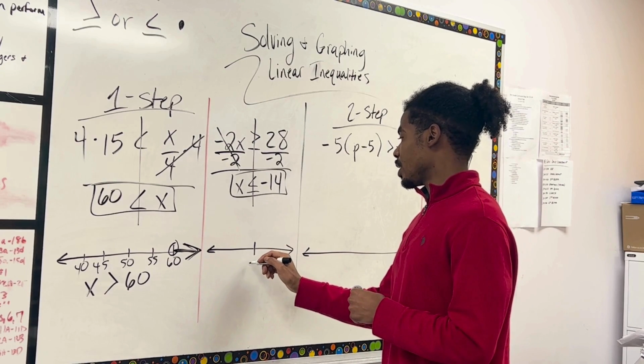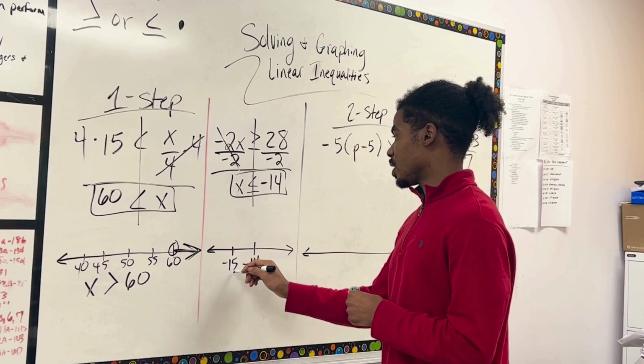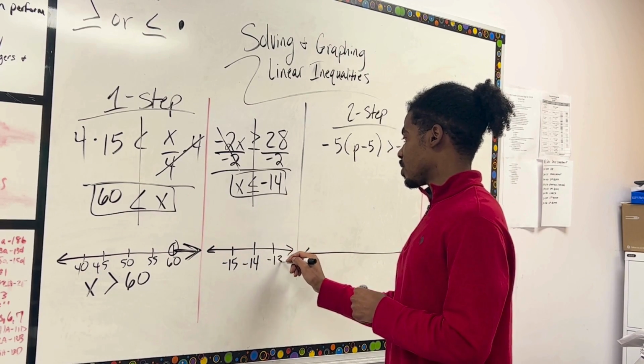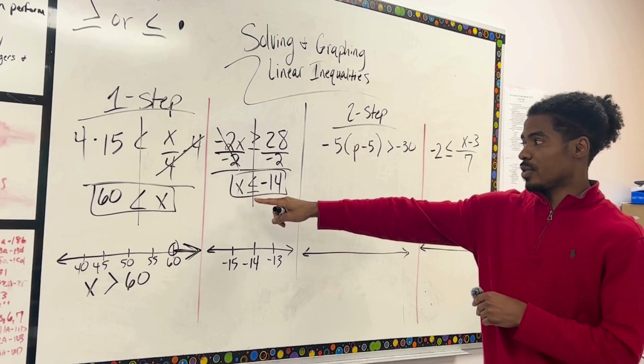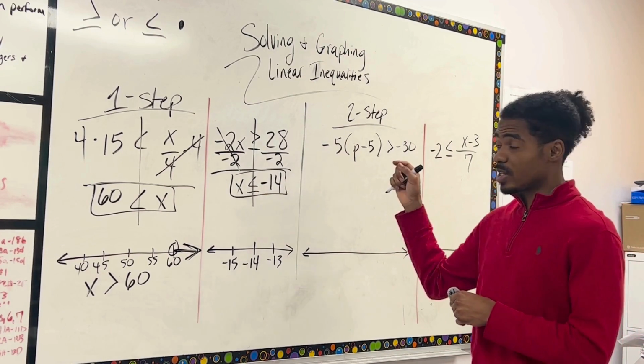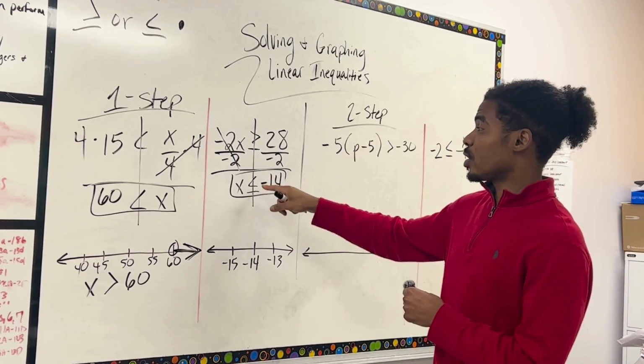So if I put negative 14, negative 15, negative 13. Okay, so a couple of things. My variable is first, so that means my inequality is pointing to the left, so I can shade everything to the left, right? And then it's greater than or equal to.